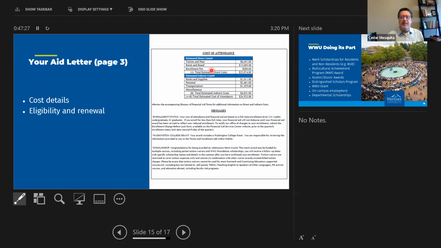In this case, this is what happened with this student over here. So you can see that their overall direct cost includes that enrollment confirmation fee right there. And as you're already familiar now with the breakdown of direct versus indirect costs, book supplies, personal expenses, and so on and so forth.